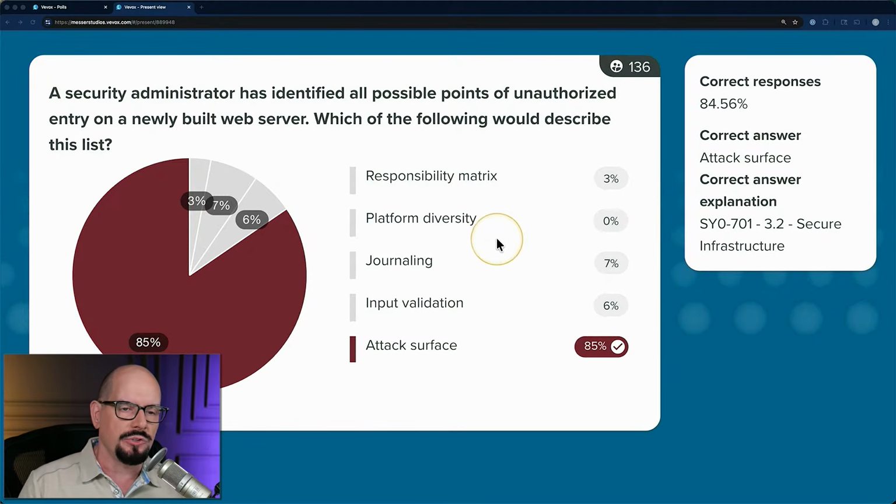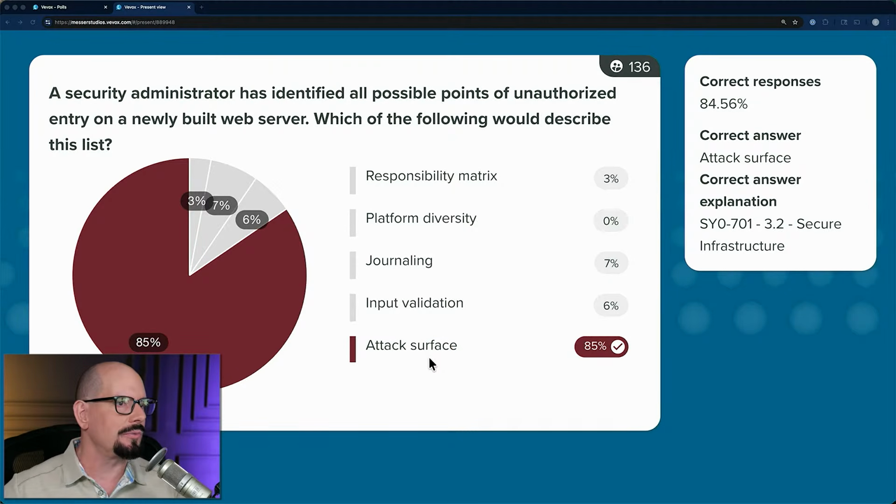Journaling describes saving data into a temporary save area before it is permanently written to your storage drive, so that if you do lose power, you're able to recover that. You're not corrupting the data that you're constantly saving to a system. That wasn't what we were describing. And input validation is normally done by the developers of the application to take the input into the app and make sure that nothing malicious is being added into the app. In this case, the answer that we were looking for, and the one that 85% of you got absolutely right, is attack surface. That was the right answer.